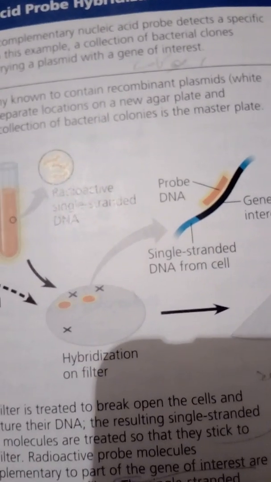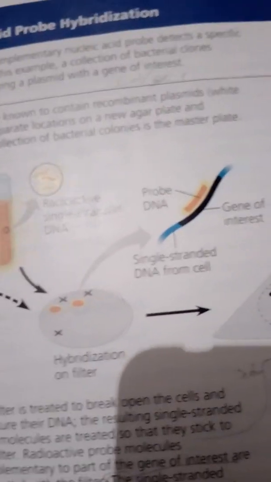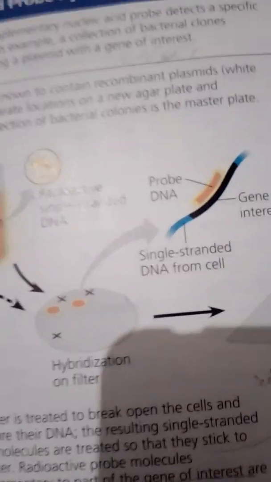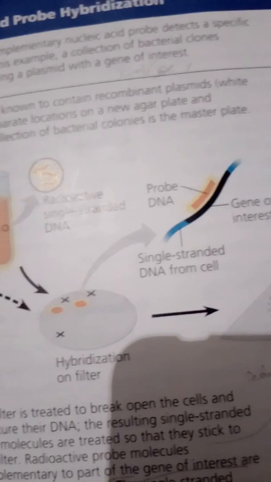denaturation of the cell's DNA, that is, the separation of its two strands. As with protein denaturation, DNA denaturation is routinely accomplished with chemicals or heat.